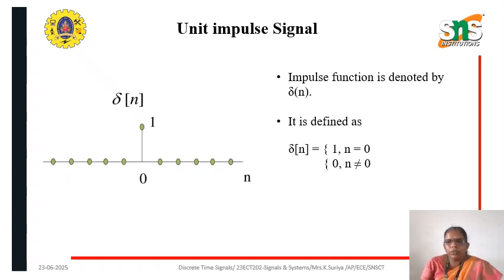So first we'll see about the unit impulse signal. So graphically it is represented as a single non-zero value. So typically it is 1 at n is equal to 0 and 0 elsewhere. The impulse signal is used extensively in system analysis, particularly in determining the impulse response of a system. So impulse function is denoted by del of n, which is equal to 1 for n is equal to 0 and 0 for n not equal to 0.